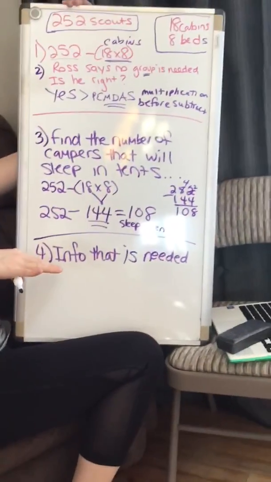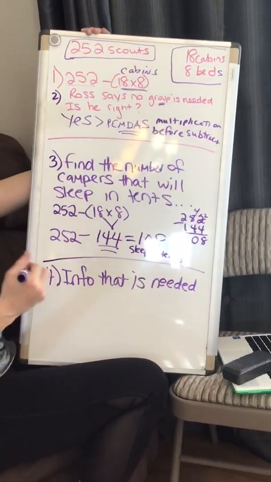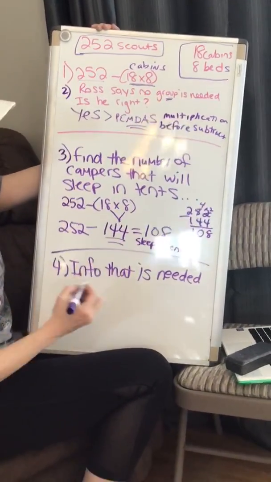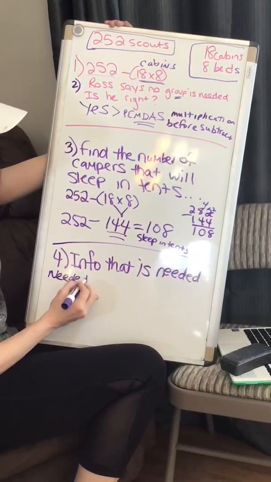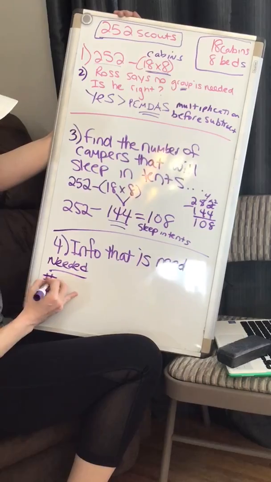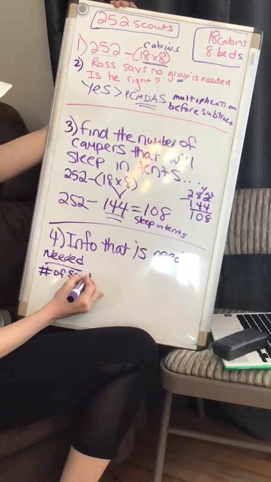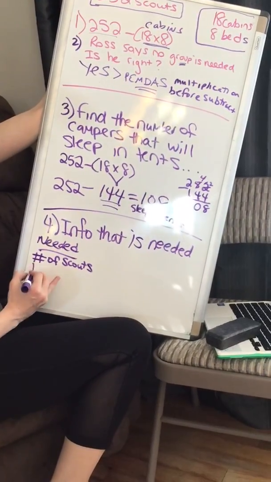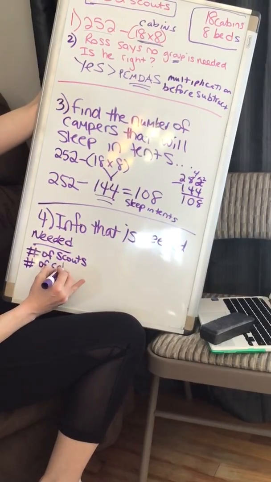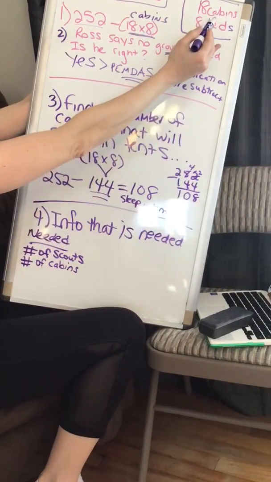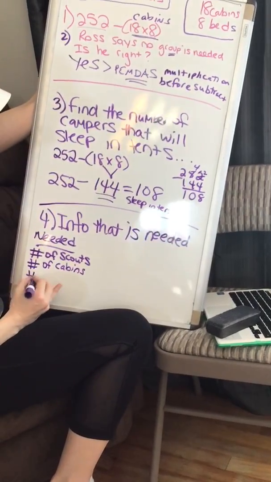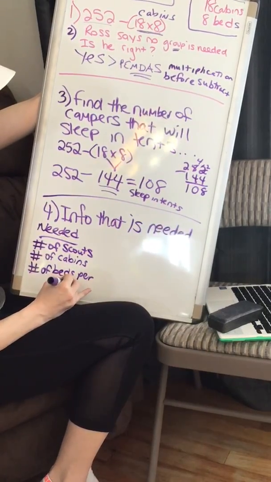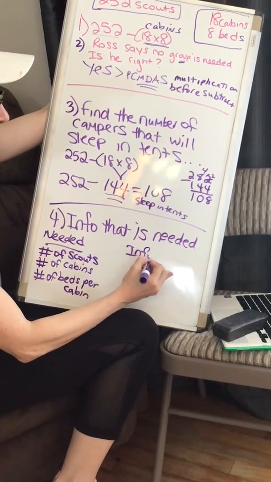Now, the last question on this practice buddy question wanted to know how much info was actually needed, and they gave you a whole bunch of choices. So what did you need to know? You needed to know the number of scouts. This is not just a hashtag, it also means number. So you needed to know the number of scouts. You needed to know the number of cabins, which we had up here, which was 18. And you needed to know the number of beds per cabin.